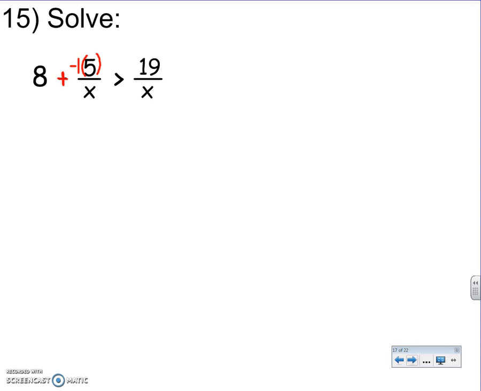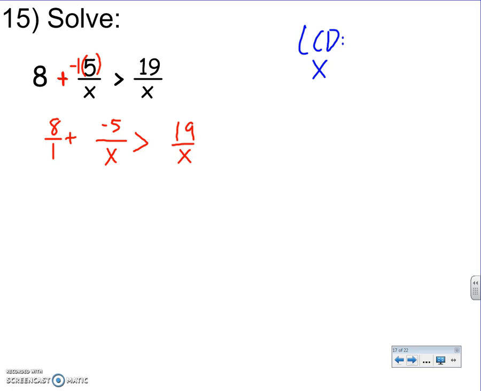Anyways, factor the bottoms. The first one's just 8 over 1. Plus, the top is negative 5 over x, so that's prime, can't do anything. Greater than 19 over x. Alright, I need an LCD. Look in the bottoms, I see 1, but 1 doesn't matter for LCD or GCF. Then I see x. That's it.